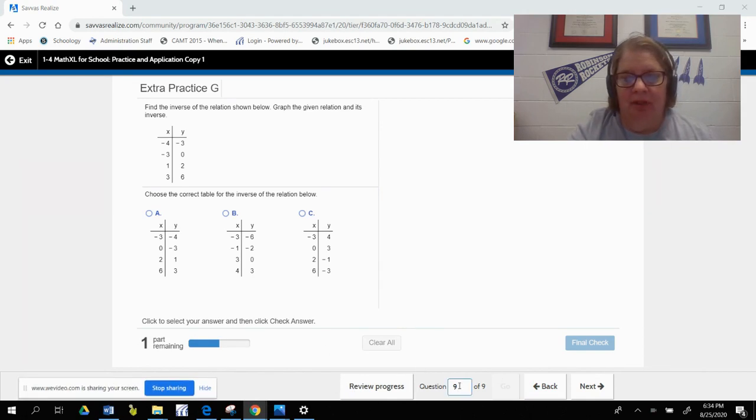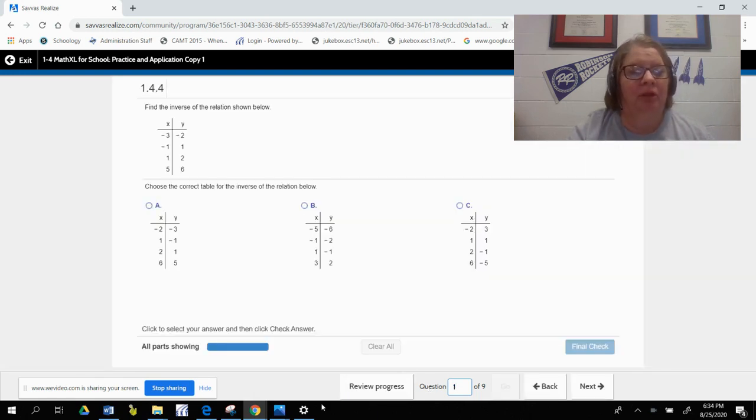All right. I'm going to go back to question 1 of 9. This is Pearson 1-4. There are 9 questions, and it deals with inverses, what you learned in the previous video about switching the x and y. Number 1 says find the inverse of the relation shown below. Piece of cake, guys. What do we do with these x's and y's?